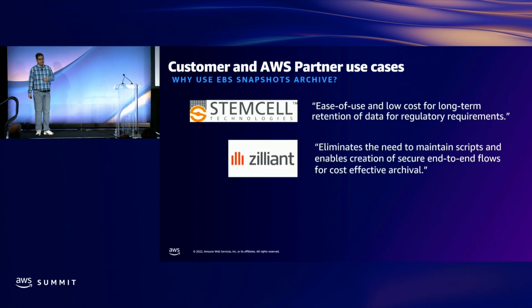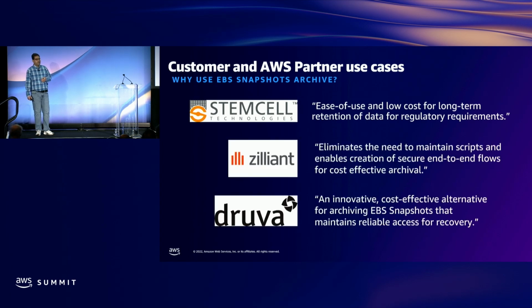In terms of customer usage, we have 3 customers who we called out during our press release. One is StemCell, and specifically they called out the ease of use and low cost for long-term retention. Zilliant, and specifically how they eliminated the need to maintain scripts to create good end flows, and Dhruva in this case is a backup partner, and what they're doing is giving customers an option to use Snapshots Archive as another tier in their backup offering for AWS.